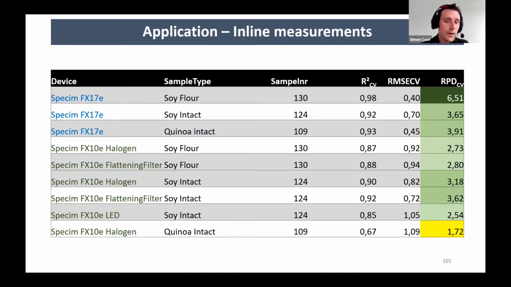You see that very good results are obtained using the NIR FX17 hyperspectral camera. So a high RPD value and a low RMSE value is obtained. This confirms what is present in literature, that the near-infrared region for this specific case is more important, and this was confirmed by our results. But still, depending on the illumination system that was used, useful results could be obtained also with the visual hyperspectral camera.